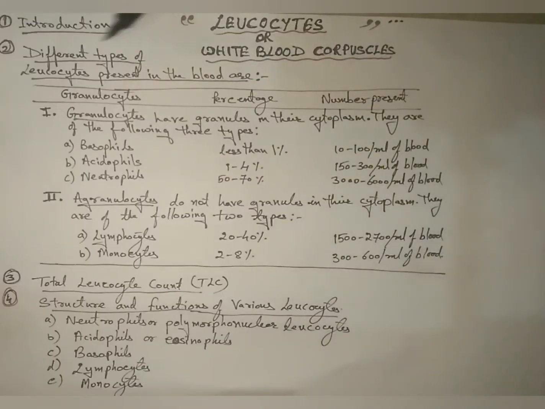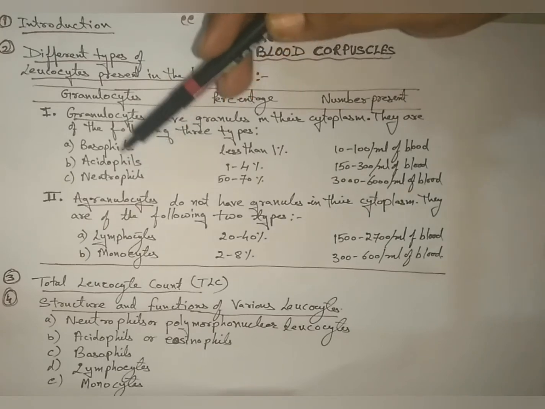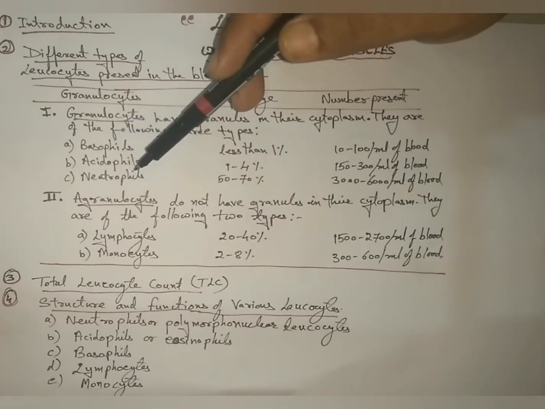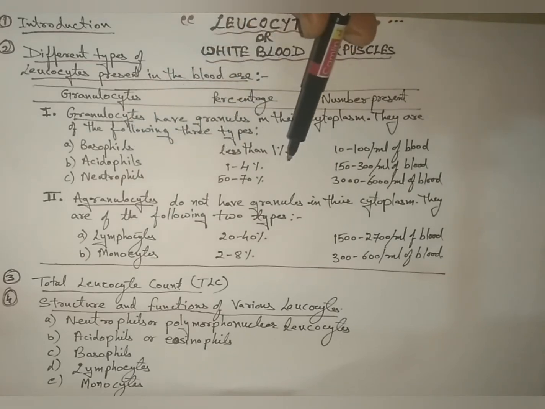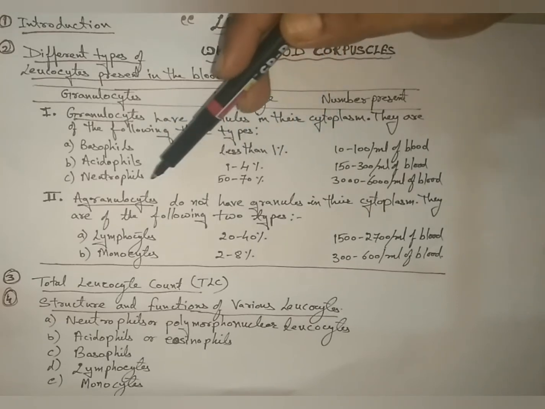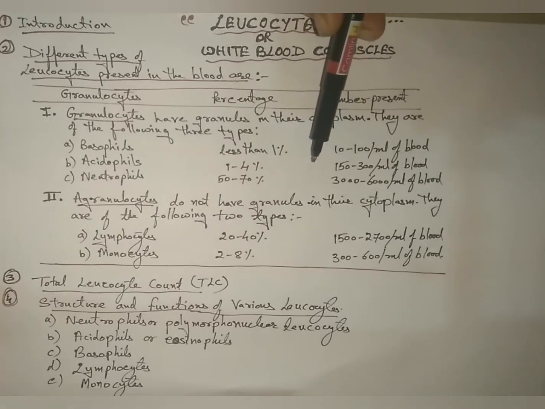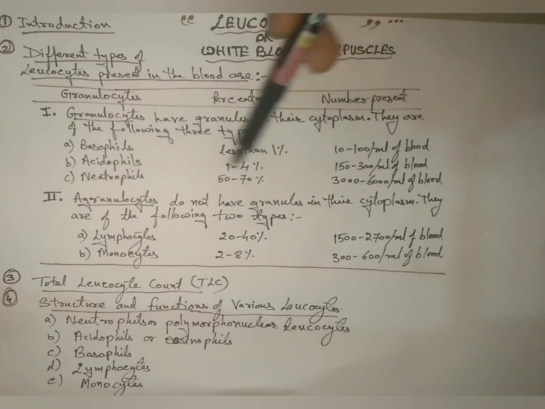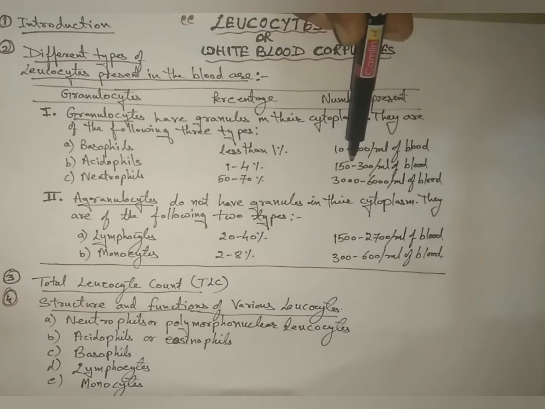So these are the different types of leukocytes present in the blood: granulocytes, with their percentage and number present. First, granulocytes have granules in their cytoplasm. They are of the following 3 types: basophils, acidophils, neutrophils. Basophils are less than 1% and number 10 to 100 per ml of blood. Acidophils are 1 to 4%, and 150 to 300 per ml of blood. Neutrophils are 50 to 70%, 3000 to 6000 per ml of blood.